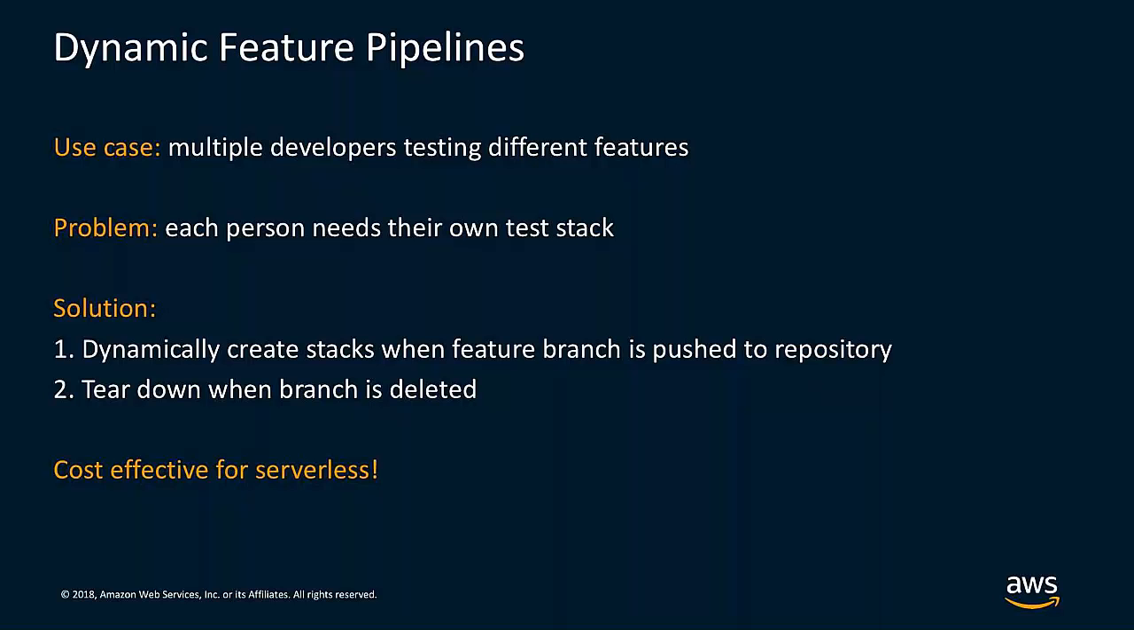So really, people need the ability to dynamically spin up test stacks that they can work with. And what we've done at Trek 10 to solve this problem is we've automated a way to dynamically create stacks, to spin up SAM templates whenever a feature branch is pushed to that remote CodeCommit repository, and then it would get torn down when the branch is deleted. So it would live over the lifetime of the feature.